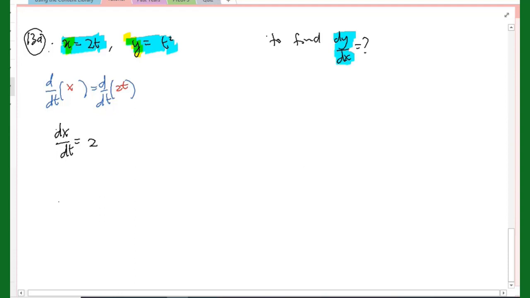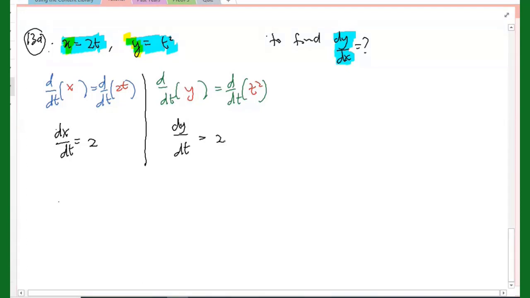So for 2t, we get 2, since dt over dt is 1. Now, for y, y is t squared. Differentiate y with respect to t, dy/dt. Using the power rule on t squared, the power 2 comes down, and we get 2t.